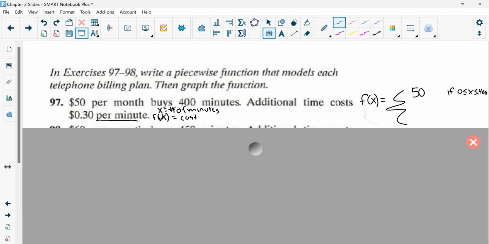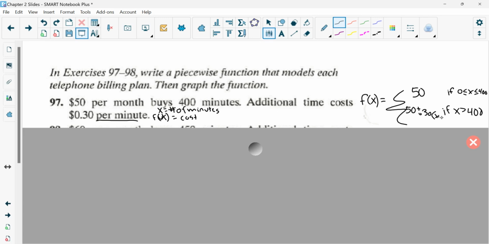Now, if we use more than 400 minutes, so I can say if x is greater than 400, then we're still being charged that $50, and we get charged 30 cents a minute above that for every minute we use. So 50 plus, I'm getting charged 30 cents per minute, so that's my slope, 30 cents for every minute we use above the 400.